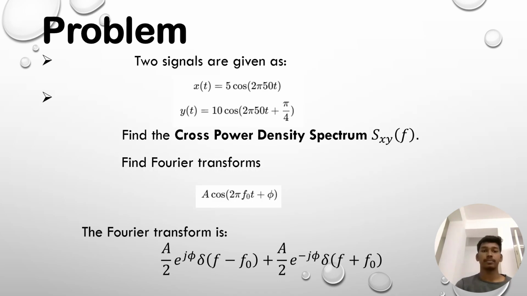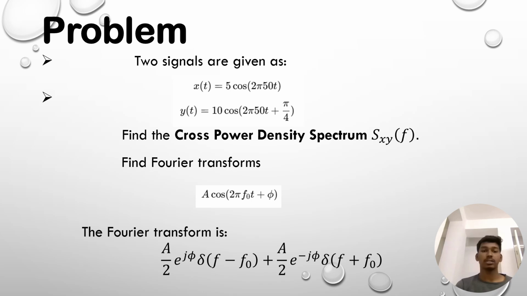Let's see one problem. Two signals are given. X of t is equal to 5 cos 2 pi 50t, y of t is equal to 10 cos of 2 pi 50t plus 5 pi by 4. Find the cross power spectral density Sxy of f. Find the Fourier transform for this function.